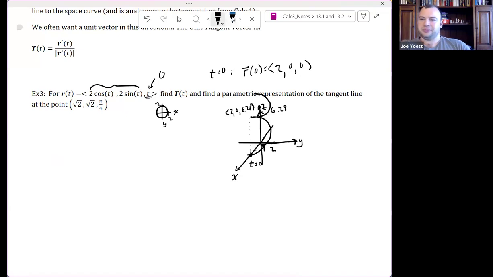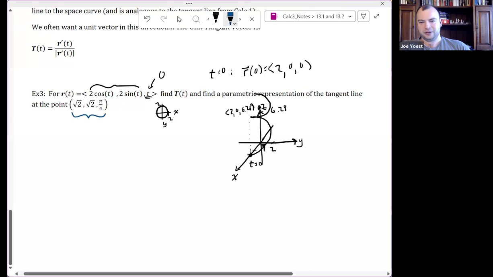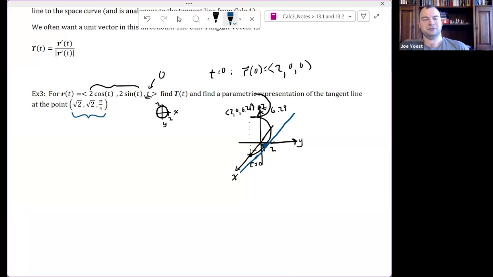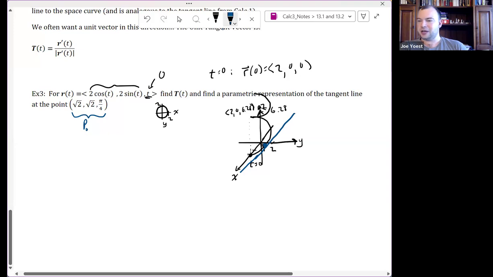We want to find a parametric representation of the tangent line at this point, root 2, comma pi over 4. We see that's going to be maybe this point here, kind of 45 degrees between x and y. And we're looking for the tangent line through that point. So ultimately, we need to find direction information and location information to determine a line. We have the location information. We'll call this P naught, root 2, comma pi over 4.